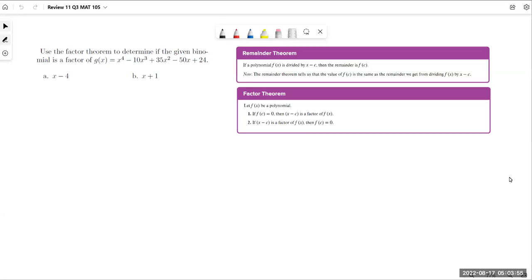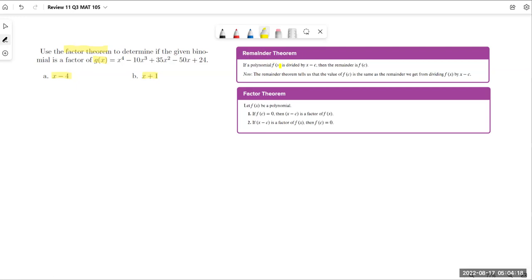Hey everyone, so in this question we want to figure out by using the factor theorem whether these polynomials x minus 4 and x plus 1 will divide g of x. So let me remind you again about the remainder theorem and the factor theorem.